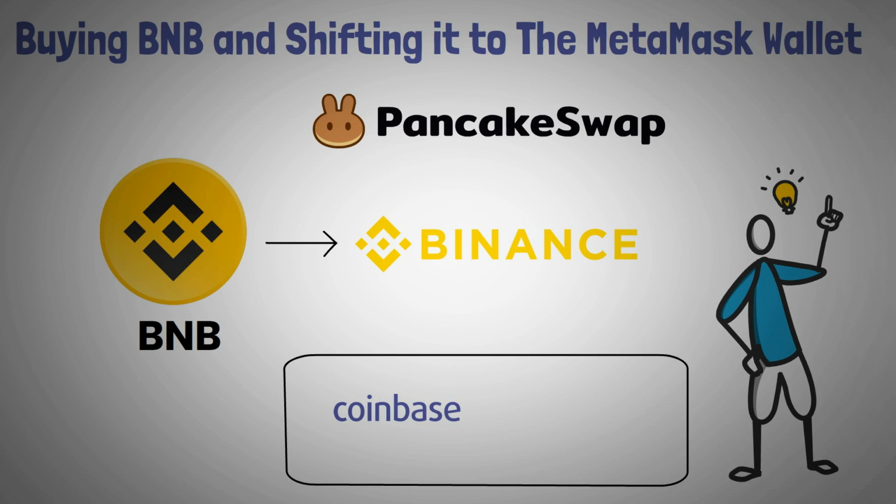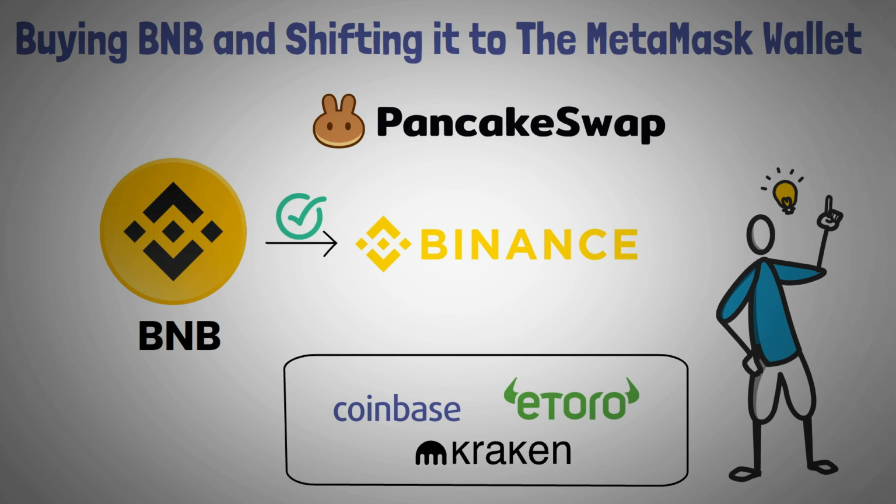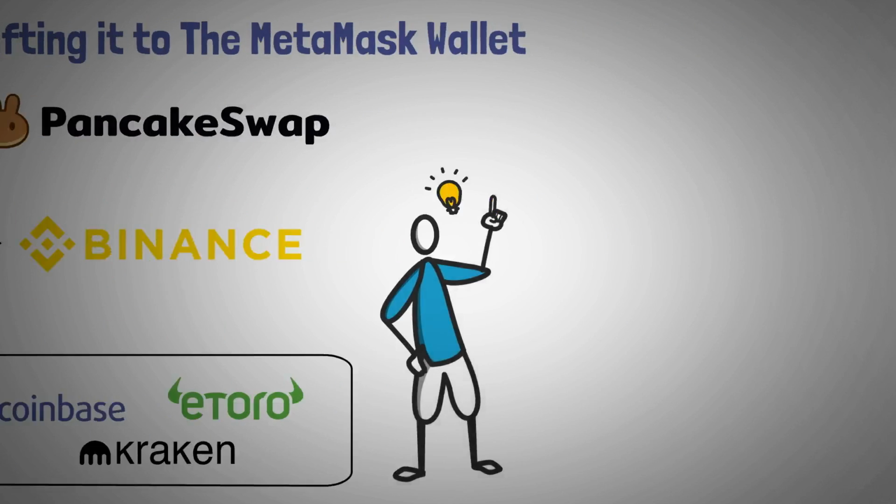You can try other exchanges such as Coinbase, Kraken, or eToro. We would be buying the BNB across a Binance account, which would be explained in detail for your better understanding. Follow the following steps for purchasing and shifting your BNB onto the newly created MetaMask wallet.